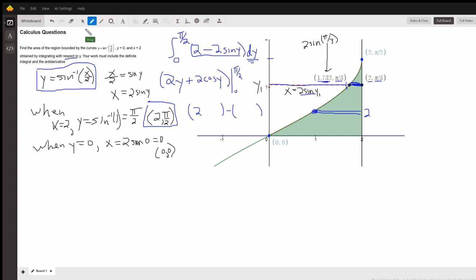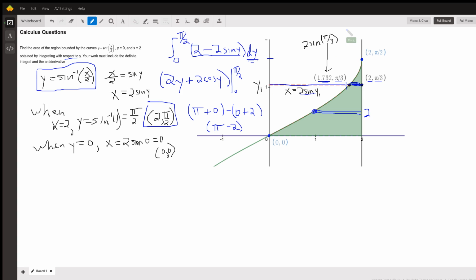I'm sorry, I don't get a 2 there, I get a pi there. 2 times pi over 2 is pi, plus cosine of pi over 2 is 0, minus put 0 in for y, I get a 0. Put 0 in for the cosine of y, I get a 1. 2 times 1 is 2. And I finally get pi minus 2. Okay, that's your exact answer.